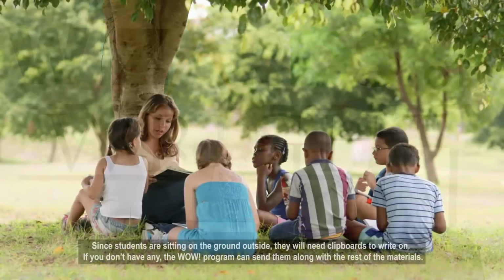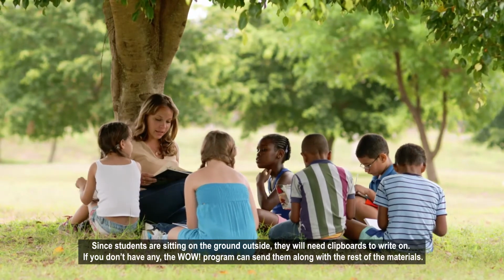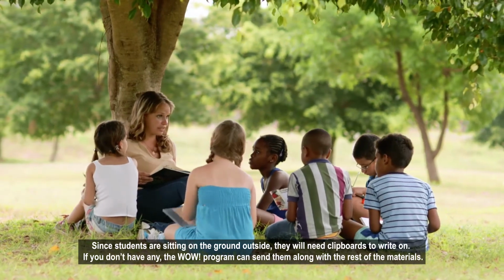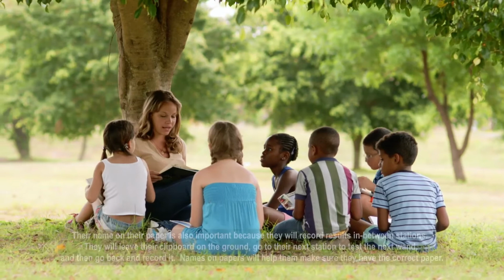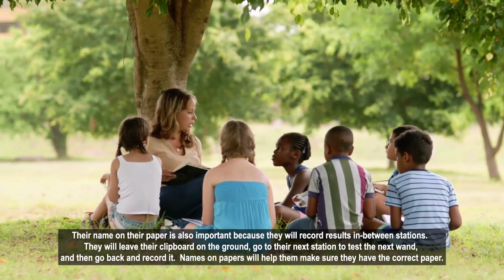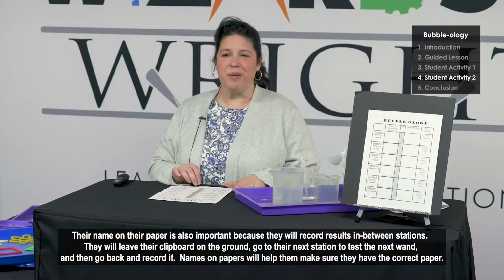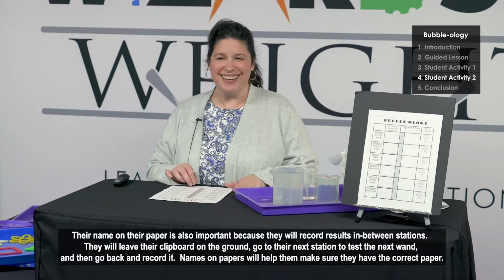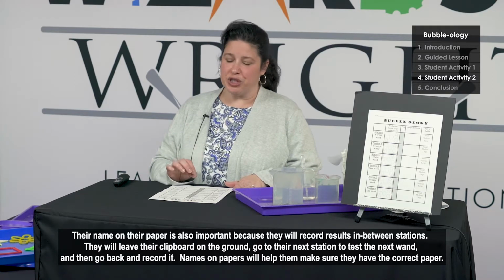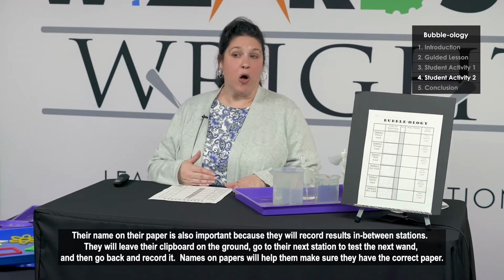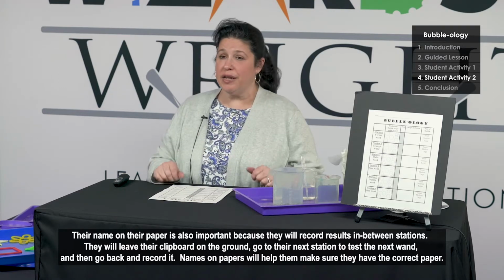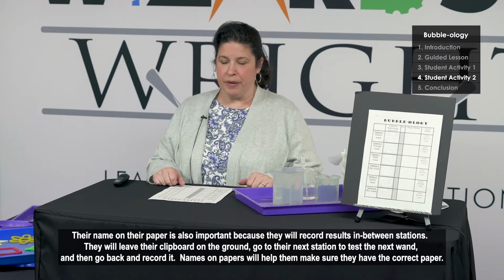Now let's go back and talk about the fact that we are doing this outside. Clipboards are a really helpful item to have. Also make sure that your students have their name on their paper because you might want to use this later. They're going to circle the shape that they think the bubble will be when they use that different shape wand. So I would have them make all 6 predictions as they're sitting there on the ground with their clipboards.